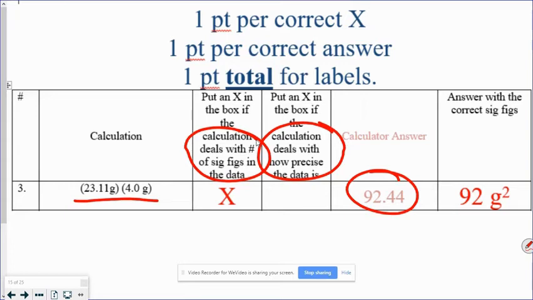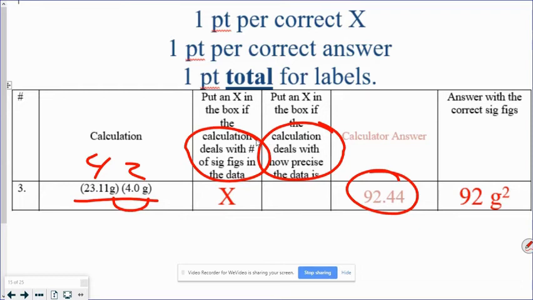So I write down some of the digits from the calculator answer. I don't have to write it all out. If your calculator completely unloads, you don't have to go 15, 20 digits. Go 4, 5, 6, something like that. This has 4 significant digits. This has 2 significant digits. So my answer can only have 2 significant digits. Grams times grams gives you grams squared for a label.